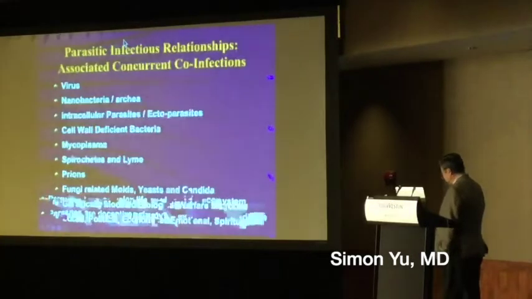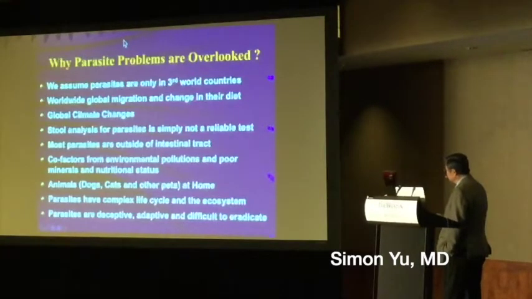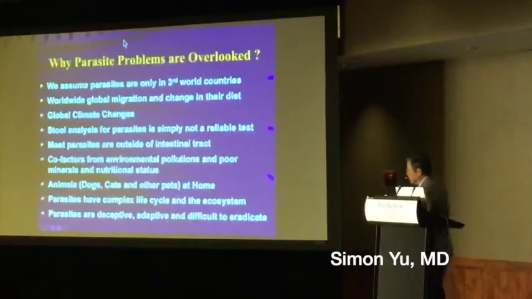The current technology to detect parasites is just not reliable. They're very deceptive, adaptive, and difficult to eradicate. So standard tests will only cover the obvious problems. But once you start using the meridian testing, I was actually uncovering that there are so many hidden parasite problems manifesting as asthma, migraine headache, Lyme, or all those other underlying problems.